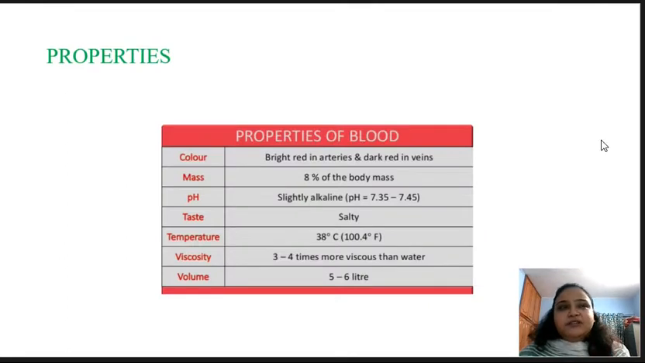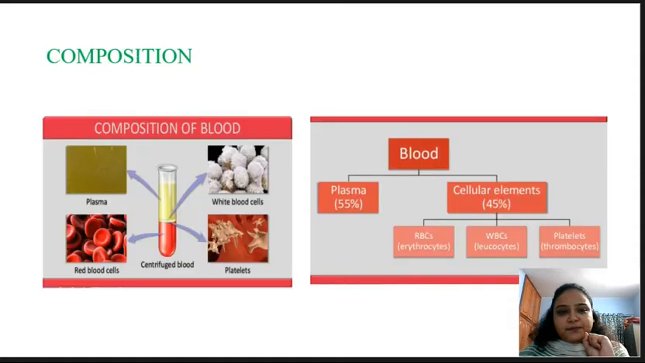The blood properties include slightly alkaline pH of around 7.34 to 7.45. It is salty in taste. It is bright red in arteries and dark red in veins. In a healthy individual, the amount of blood present is 5 to 6 liters. It forms 8% of the body mass.